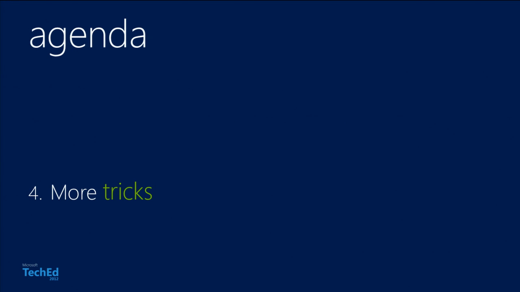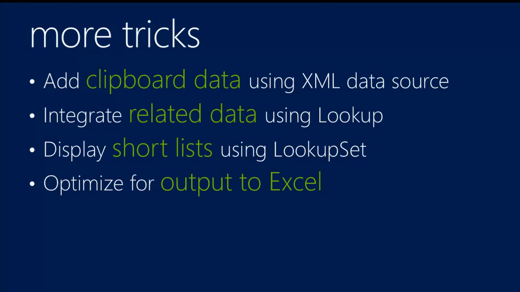And now we move on to more tricks. So we've got some time. I'm not sure we'll get through all of them, but hopefully we'll get through some of them. One of them is if you just have some data, it's on your clipboard or you got it off the web, you scraped it or something, how can you easily include that in your report? Another one would be how can you integrate data across multiple data sets, do lookups. Short list is something that's better shown by example, so I'll show it by example. And then can you tweak your output to Excel and optimize for exporting to Excel?